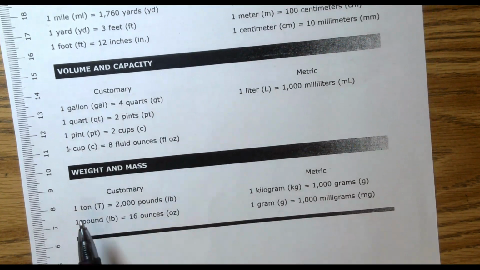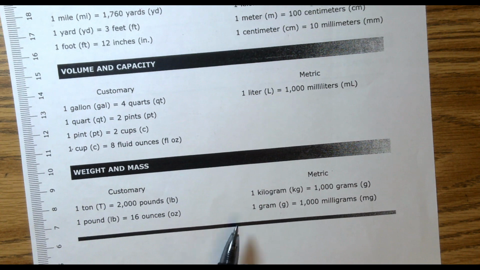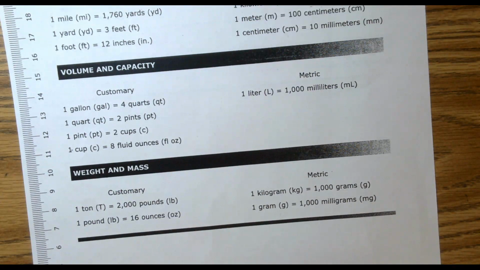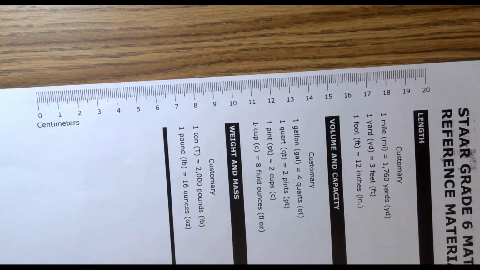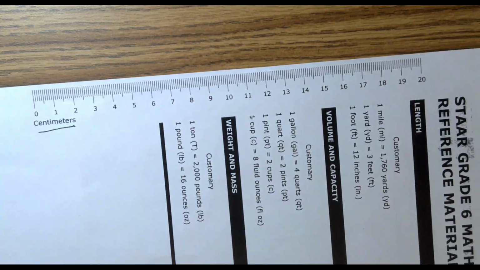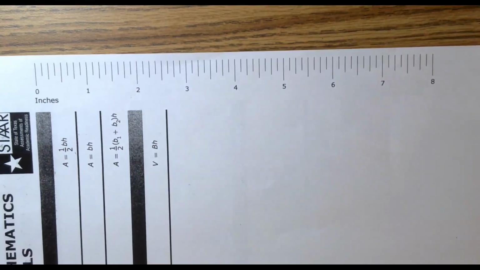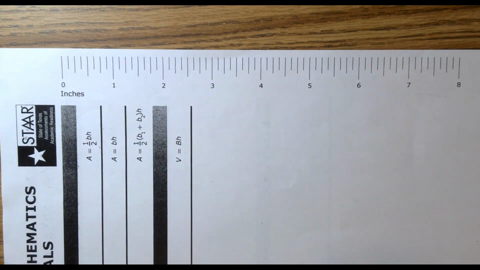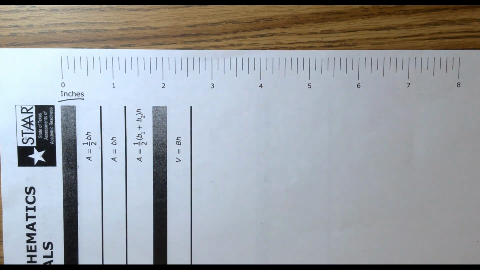And then you have weight and mass. So the American units are ton and pounds. And then metric is kilogram and gram. Okay. I also want you to notice that on the side of the paper, you have a ruler that is centimeters. And on the other side of the paper, you have a ruler that is inches. So you may have a problem that's asking you to measure something. You can pull this piece of paper out and use it to measure.